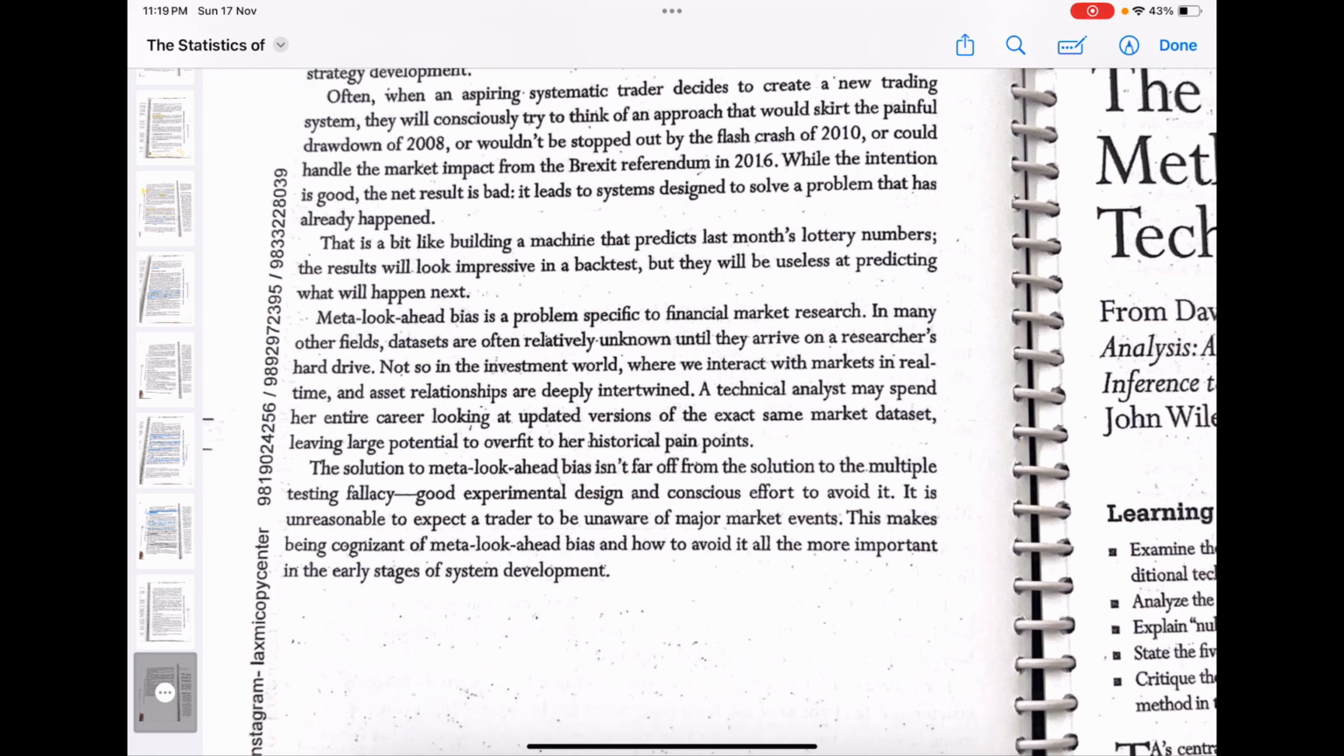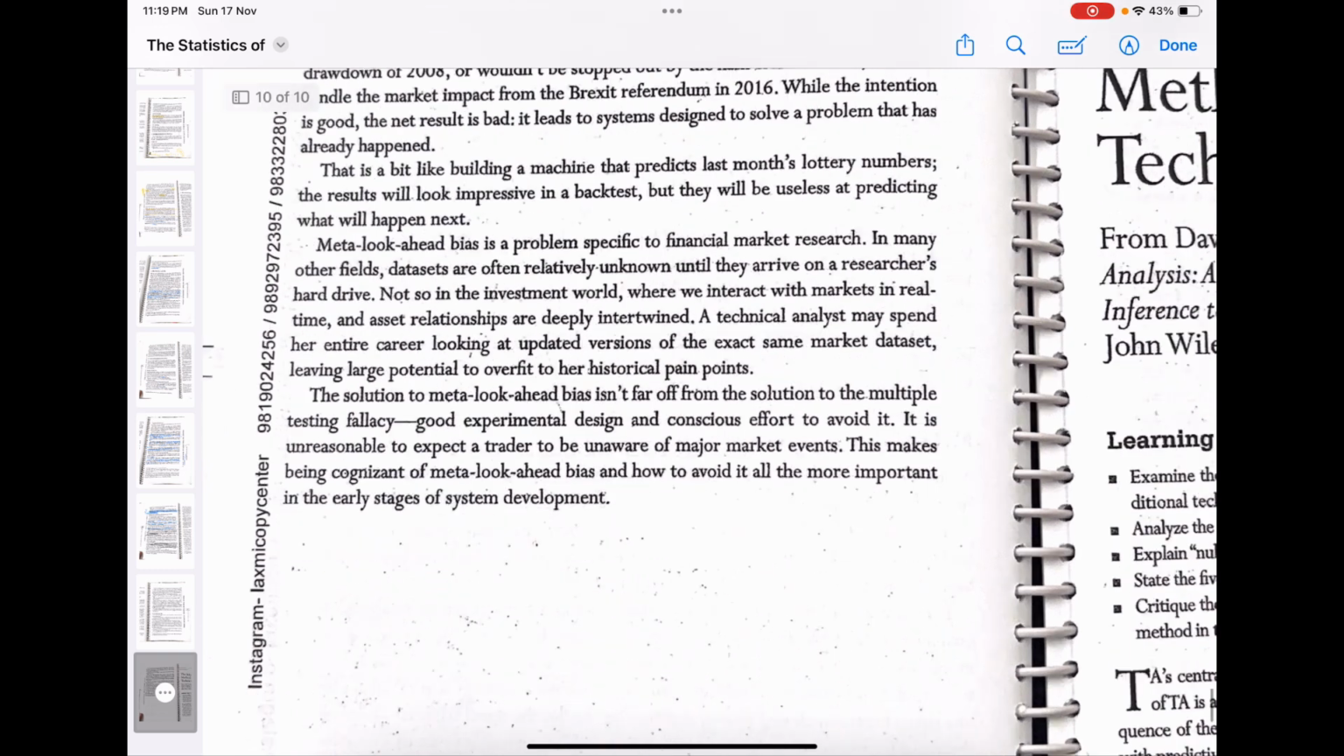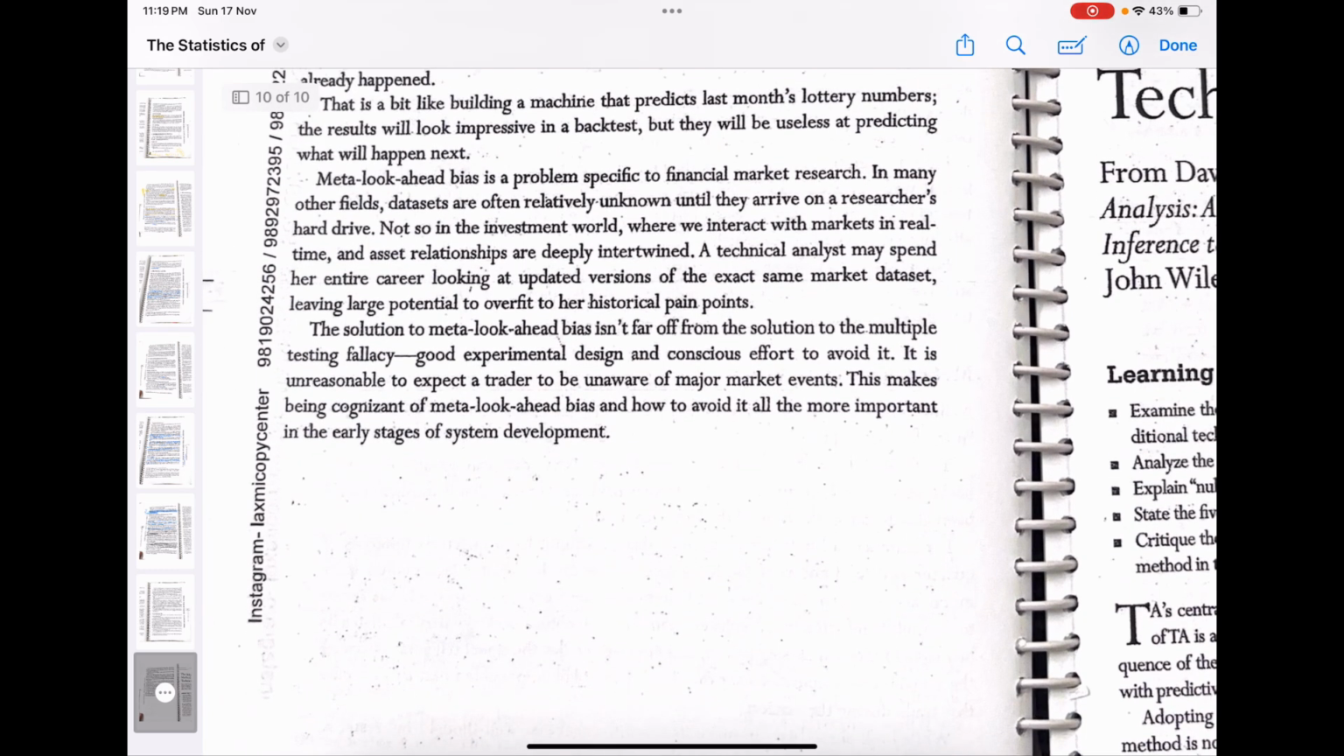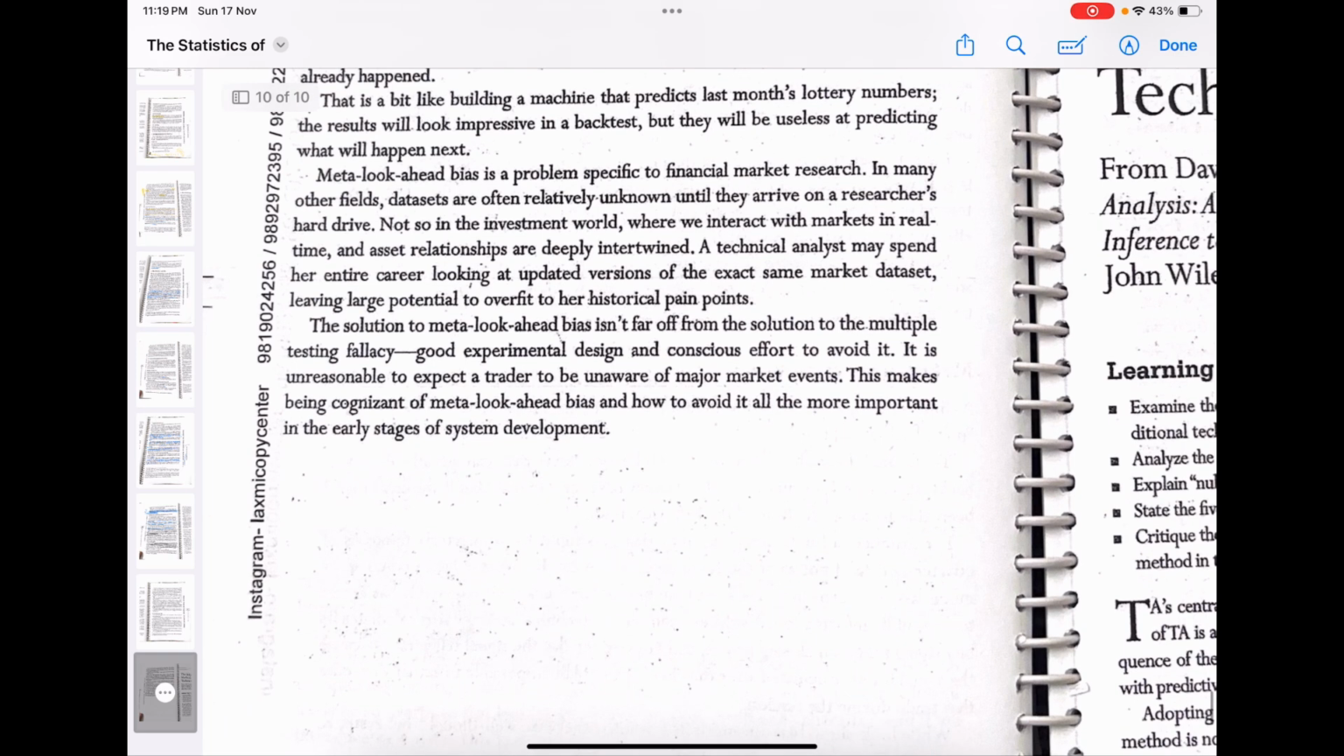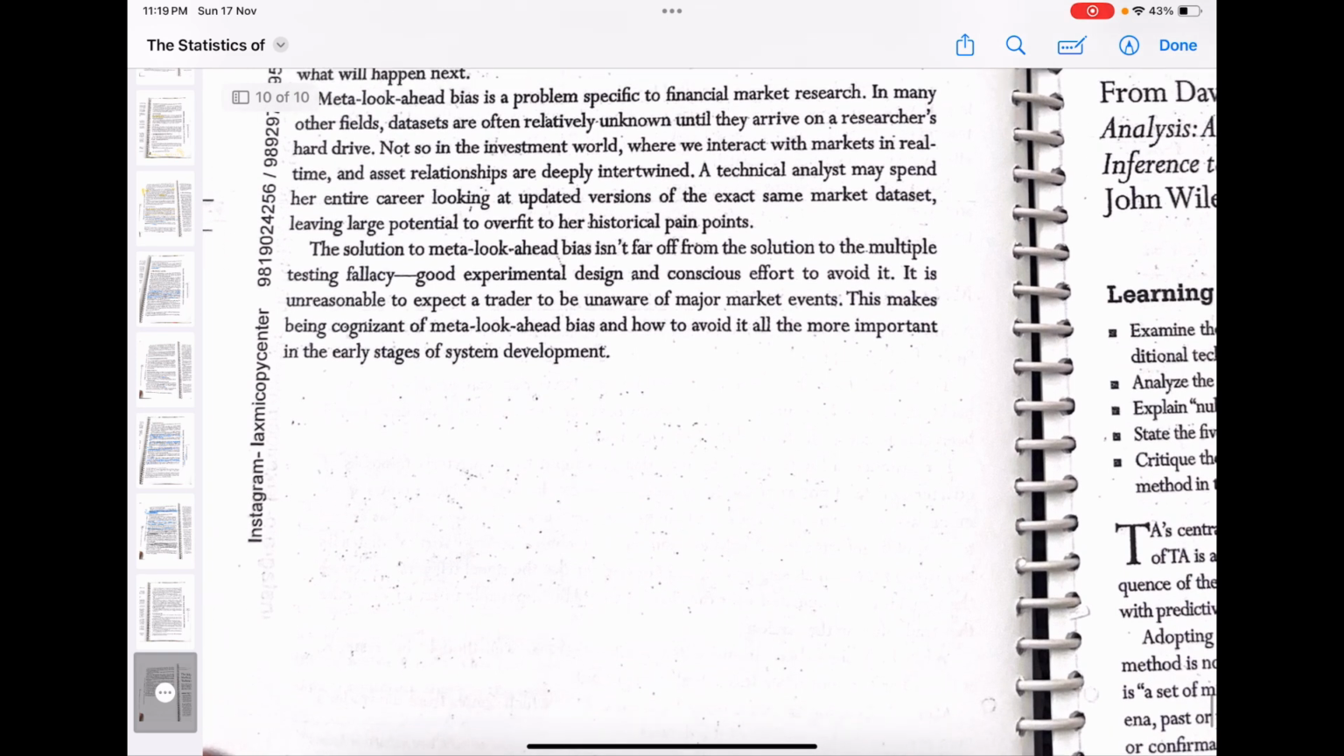Often, when an aspiring systematic trader decides to create a new trading system, they will consciously try to think of an approach that would skirt the painful drawdown of 2008. So, you would want your strategy to have worked even during the historical crashes. That is a bit like building a machine that predicts last month's lottery numbers. The results will look impressive in practice, but they will be useless at predicting what will happen next.